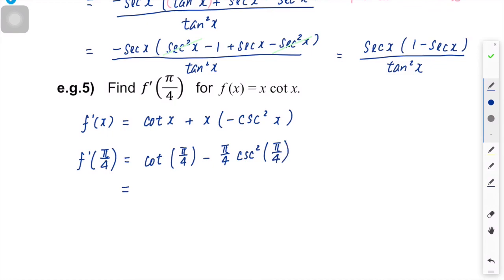What does that give us? Cotangent pi over 4 is 1, minus pi over 4. Now cosecant is the reciprocal of sine. So sine pi over 4 is 1 over root 2. So the reciprocal of that is root 2, but this time squared. So that's good. The final answer is 1 minus pi over 2. Or you can write it as a single rational expression, 2 minus pi over 2, which is equally okay. So let me put check marks on here. This is acceptable and that's good too.